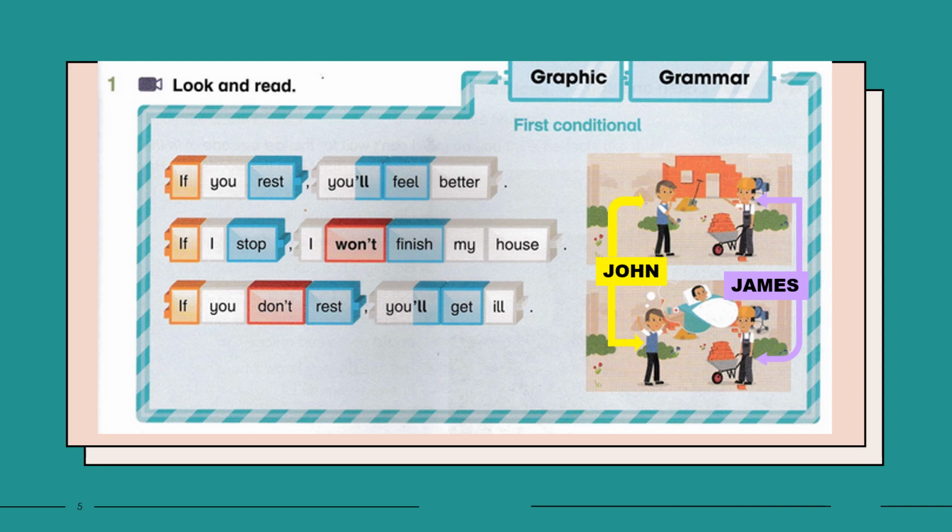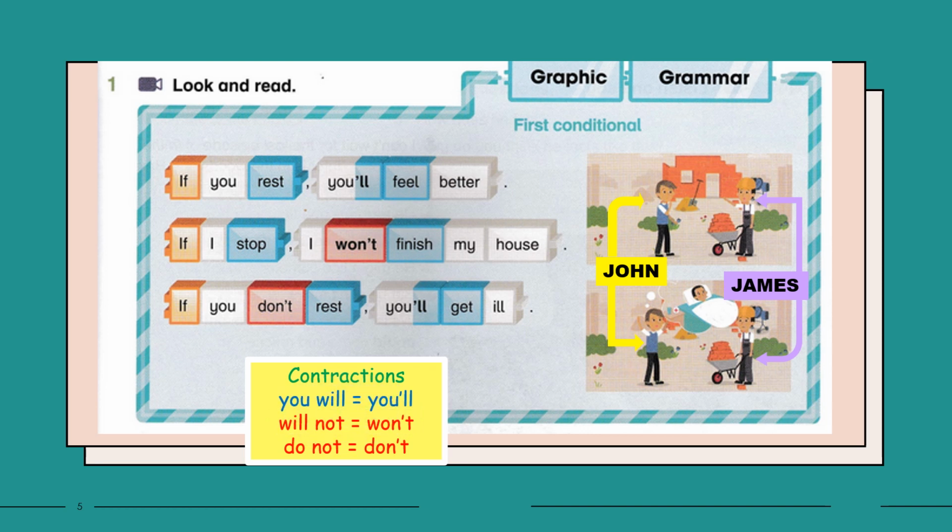There are also contractions involved here. Contractions are words made by shortening and combining two words. Here you can see words like you'll, that is the short form of you will, won't, the short form of will not, and don't, the short form of do not.